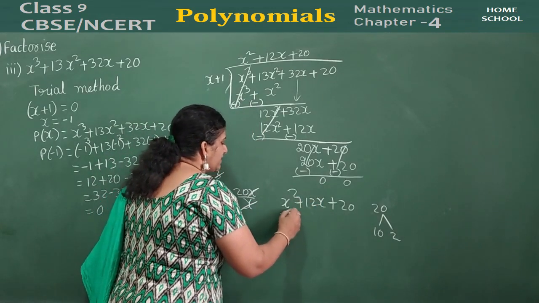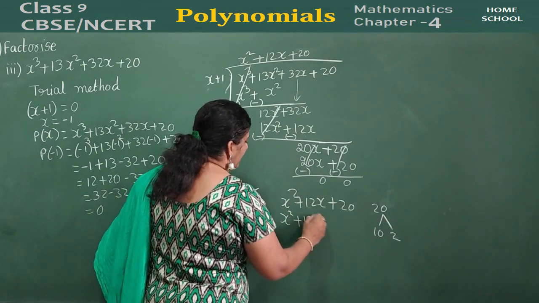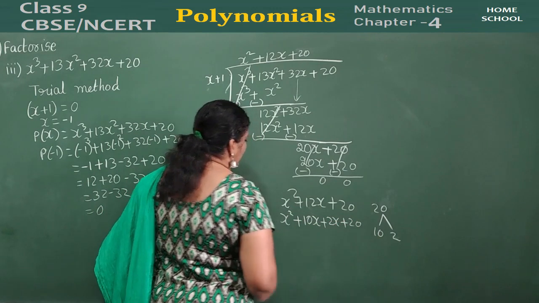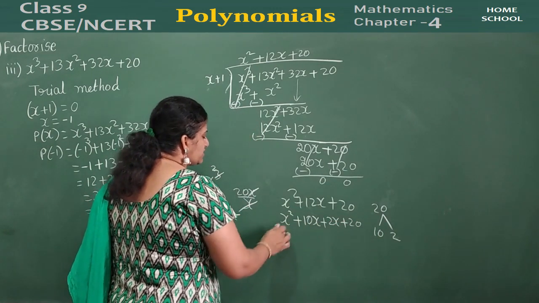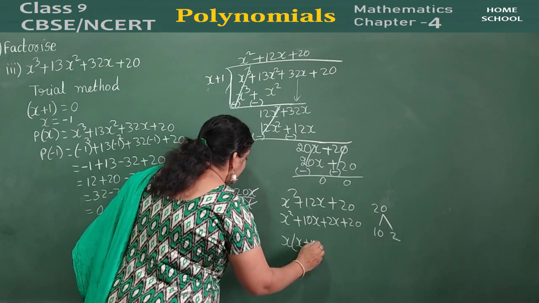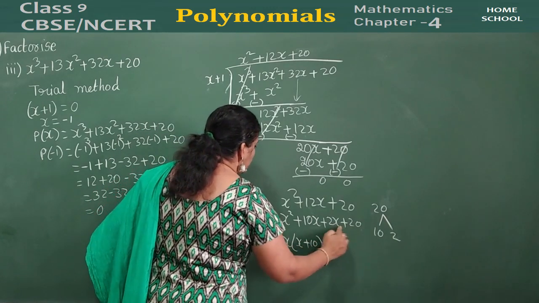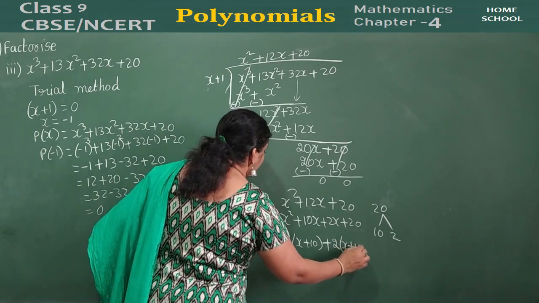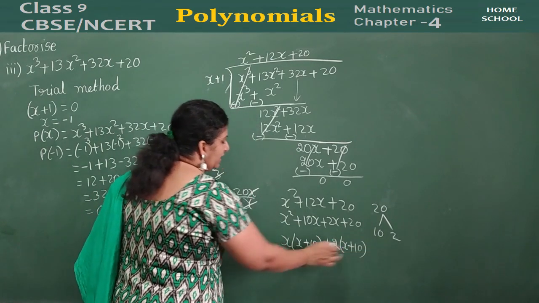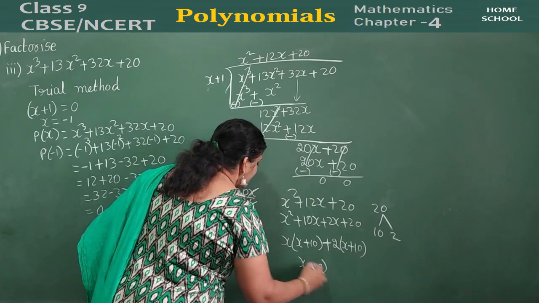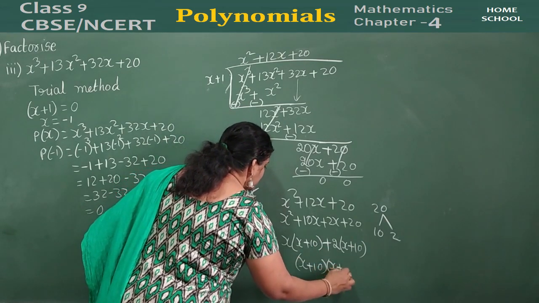So now x square plus 10x plus 2x plus 20. Now in these two, what is common? X is common. X plus 10. And in these two, what is common? 2 is common. X plus 10. Again in these two, x plus 10 is common now. X plus 10 into x plus 2.